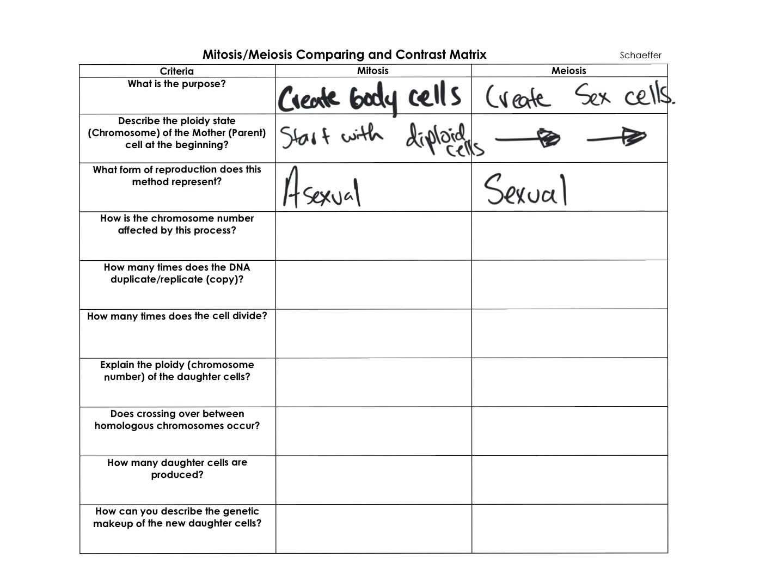Our next row, it's going to say, how is the chromosome number affected by this process? And in mitosis, it will remain the same. And in meiosis, it's halved, or reduced by half, we'll say. Our next one says, how many times does DNA duplicate or copy?